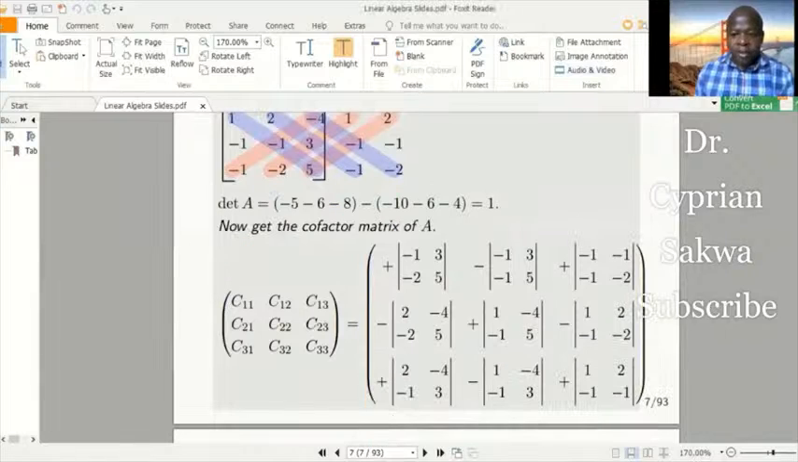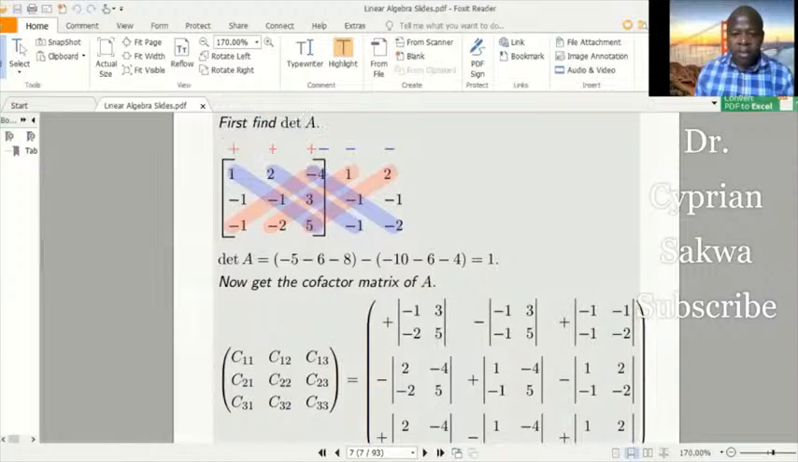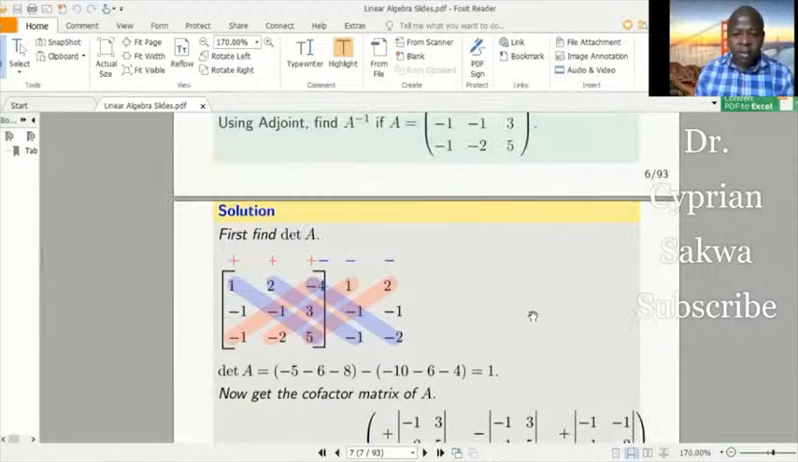So the cofactor matrix, let's just remember what our matrix was. The matrix, I can just get it from here. It was 1, 2, negative 4, negative 1, negative 1, 3, negative 1, negative 2, 5. So that is the matrix.